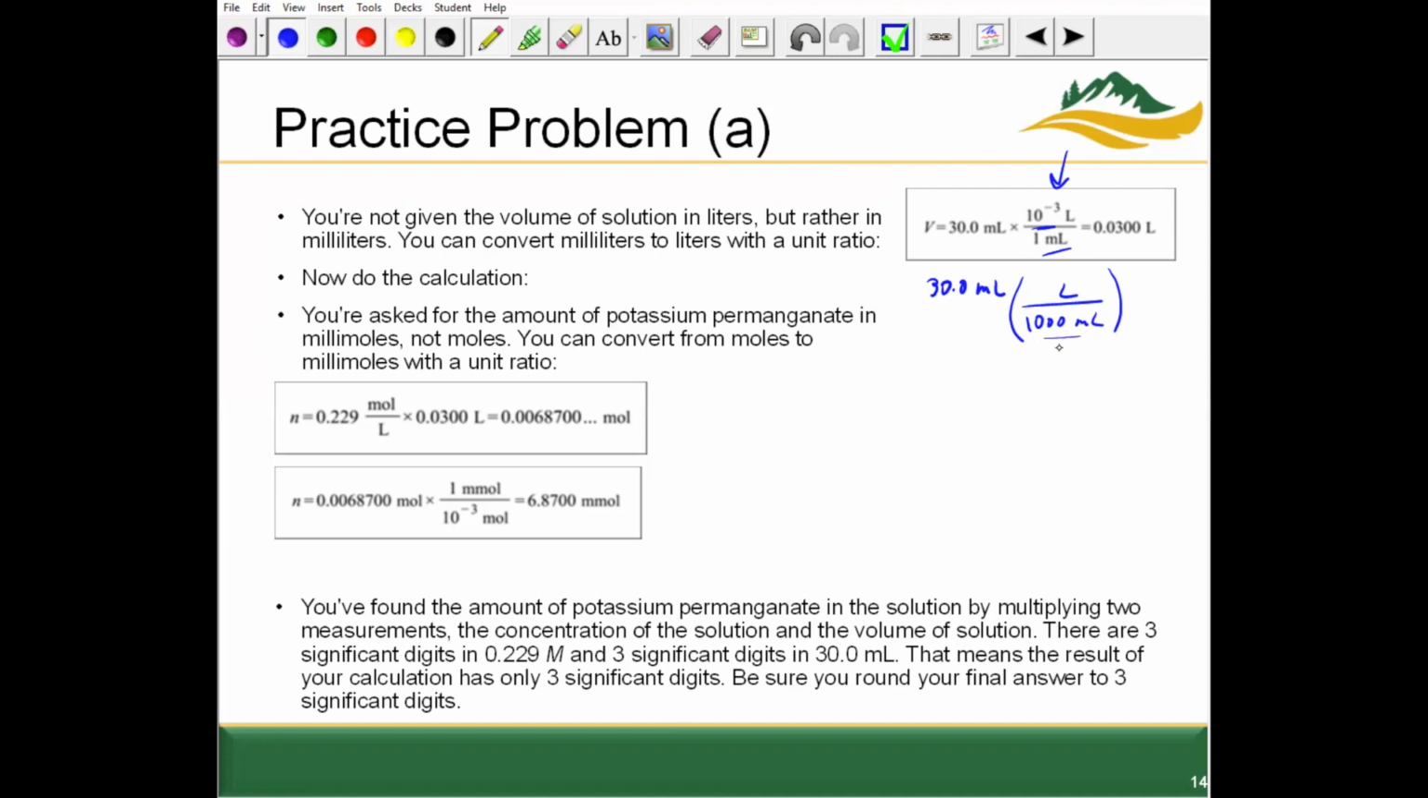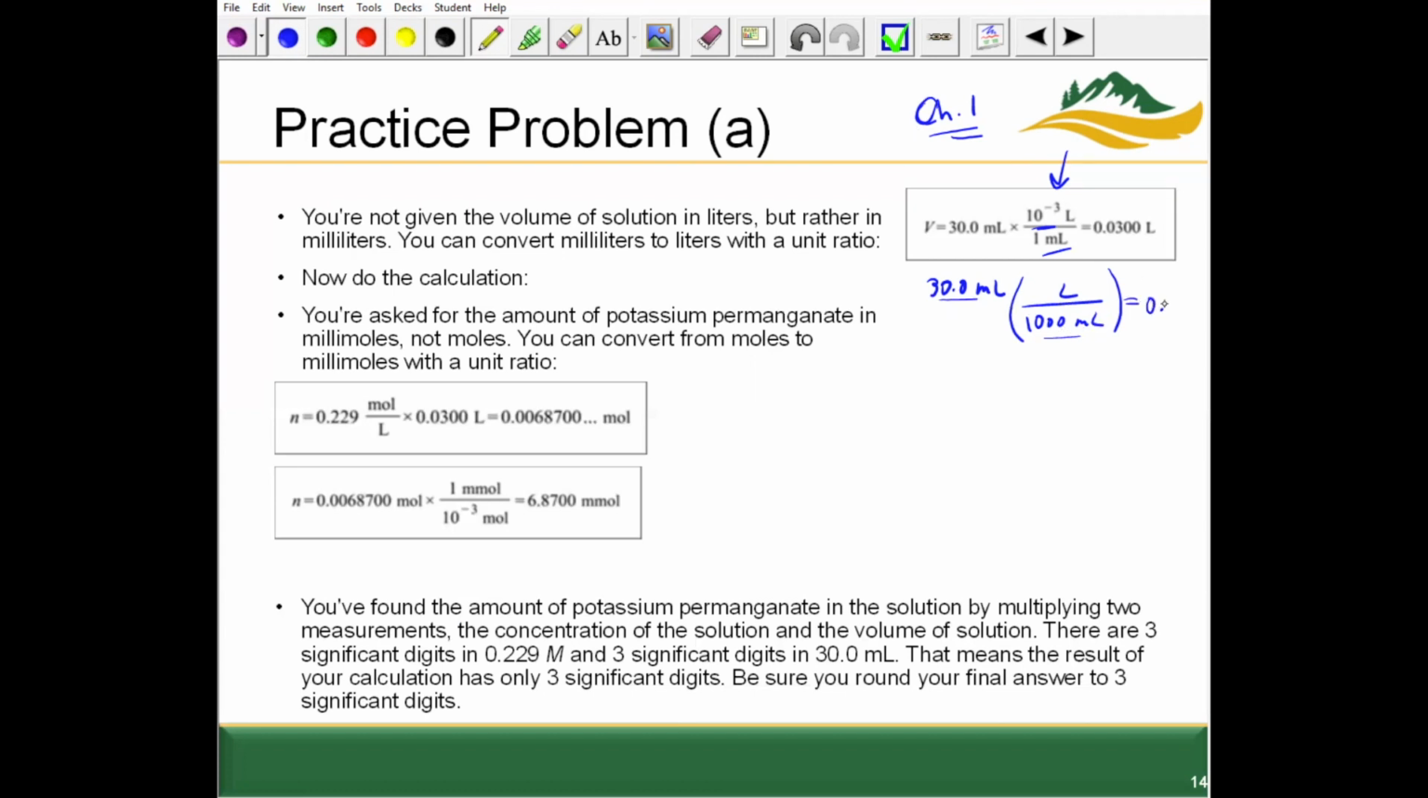Again, I like to use 1,000 mils in a liter, or 1,000 grams in a kilogram, or 1,000 milligrams in a gram. So this goes back to being comfortable with these unit conversions from chapter 1. If you have any questions about this, definitely feel free to let me know, and we can work through some more practice problems together. So now we have 30.0 milliliters divided by 1,000.